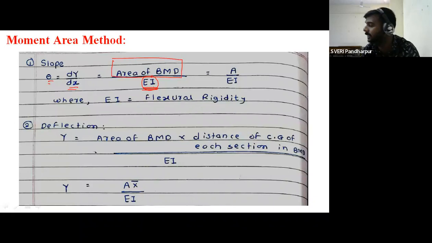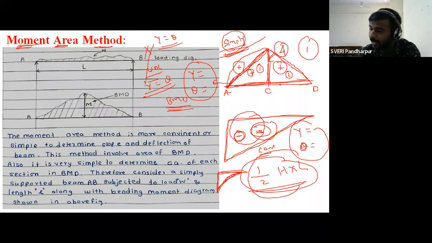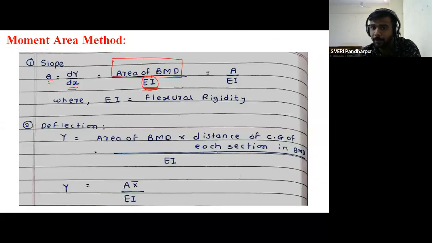मग एरिया ऑफ बीएमडी मी काय सांगितलं तुम्हाला, जर त्या ठिकाणी ट्रायंगल असेल तर ट्रायंगलचा एरिया वापरा, त्या ठिकाणी तुम्हाला पॅराबोलिक कर्व दिला असेल तर पॅराबोलिकचा एरिया वापरा. म्हणजे जी काय लिस्ट ऑफ एरिया मी तुम्हाला देणार आहे त्या एरियापैकीच तुमचा कुठला तर बीएमडी मध्ये एरिया असणार, त्याच्या बाहेरचा नसणार. So first of all we have to draw the BMD, we have to check their areas, we have to calculate, we have to put in this particular formula A upon EI, you will get the slope. And then what is the deflection formula? See, y is equal to area of BMD into distance of CG of each section in BMD.